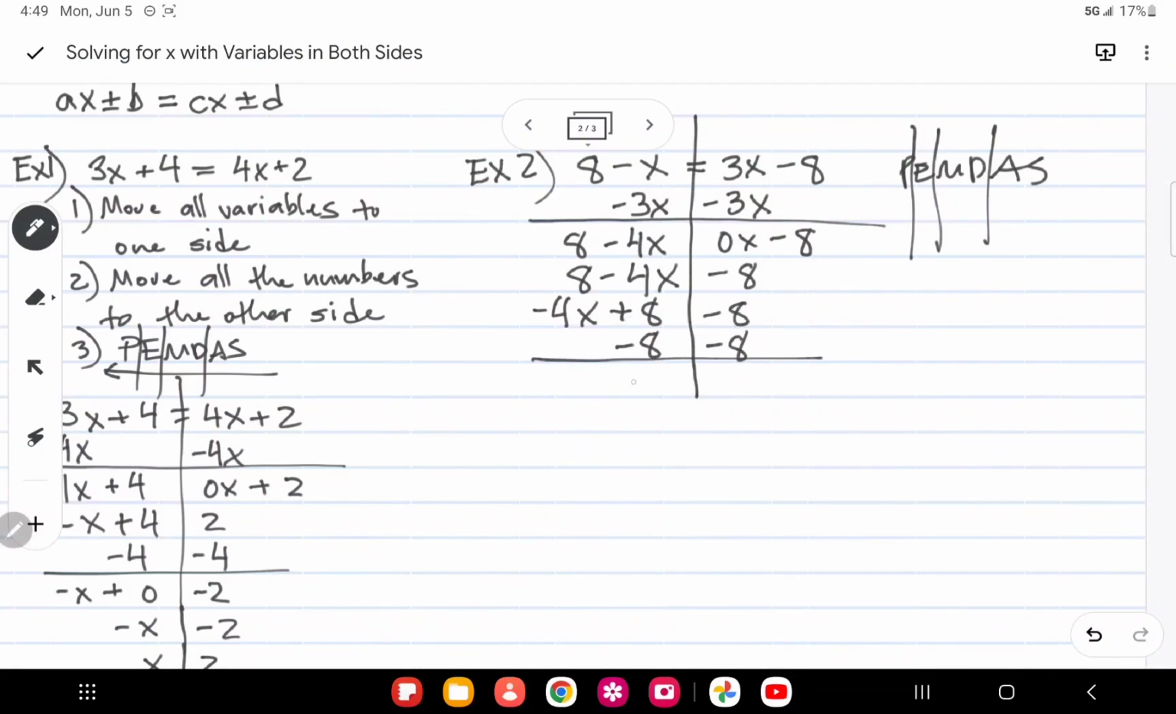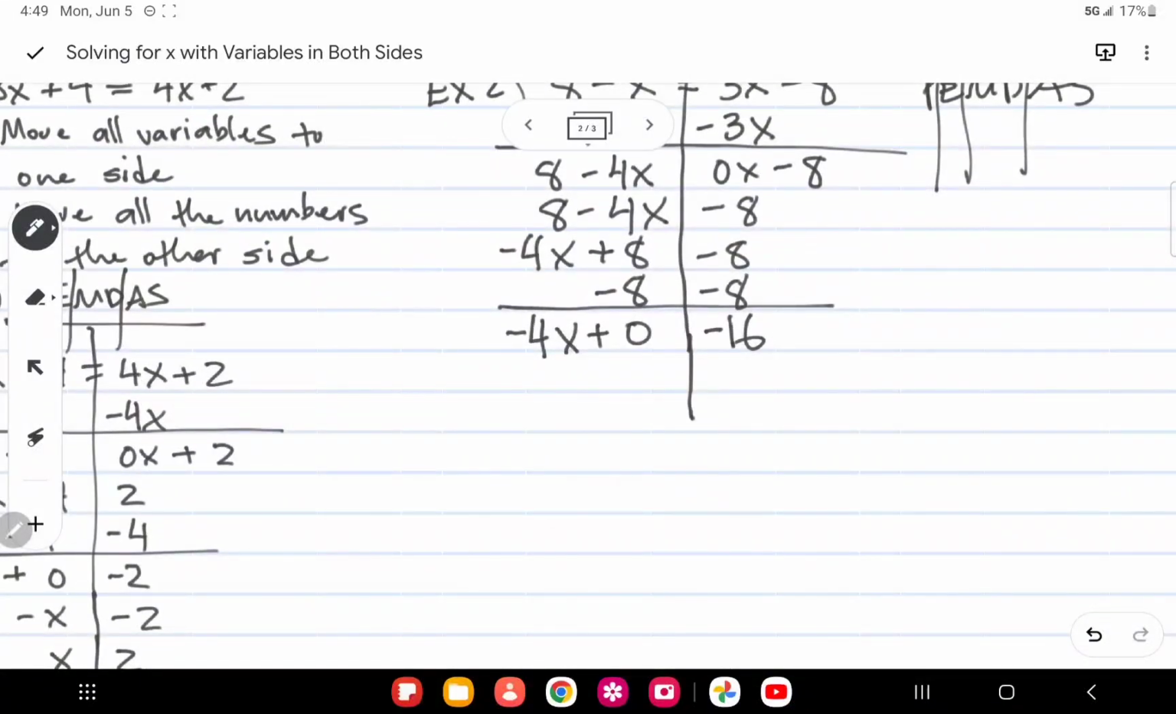Positive 8 minus 8, that is just 0. Negative 8 minus 8, that is negative 16. And then we will just carry down whatever it is that we did not use. Plus 0 just goes away. So we just have negative 4x. And on the right side, we have negative 16.